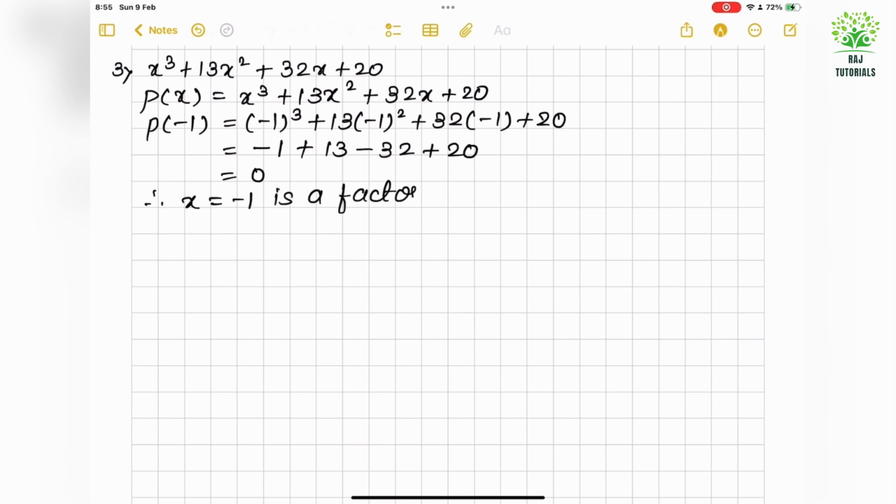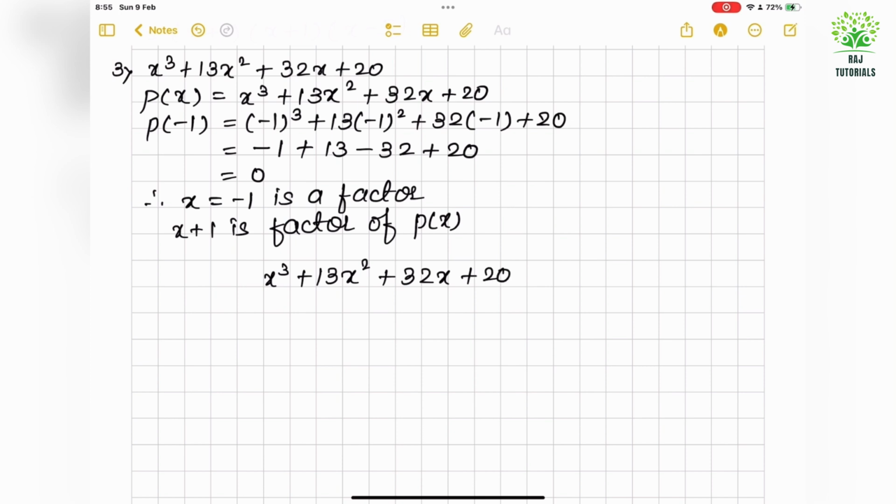So I can say x plus 1 is a factor of P of x. Now, if I divide this equation directly using long division, see, now I am using long division by x plus 1. So I want x cube, so with x square I will multiply. So x cube plus x square. Now changing the sign, so x cube got cancelled.